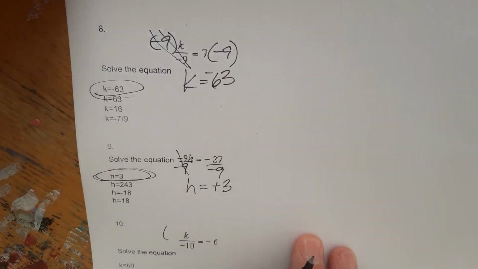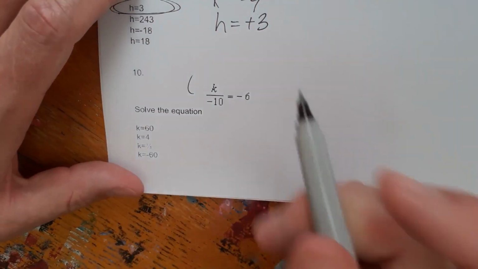Multiply both sides. Can you still see it? Barely. Get this up higher.